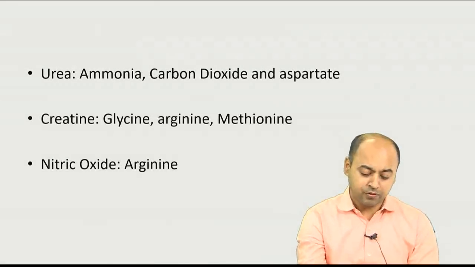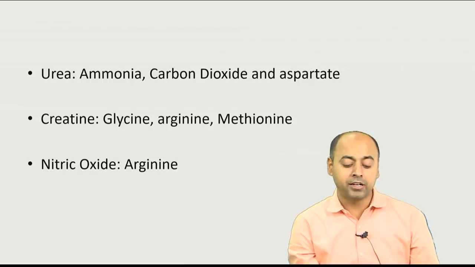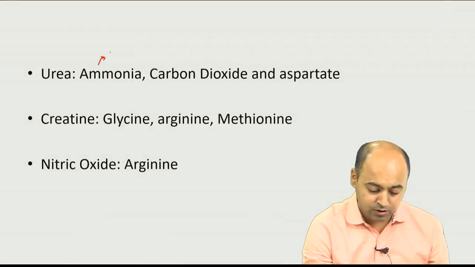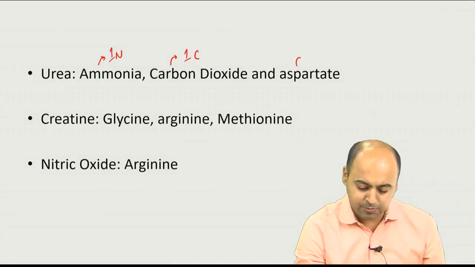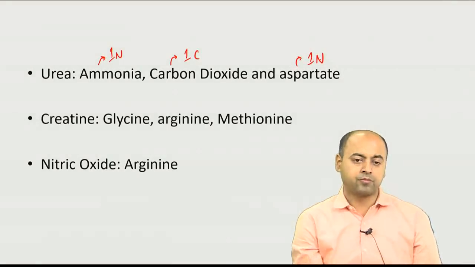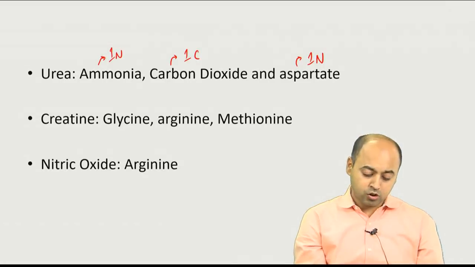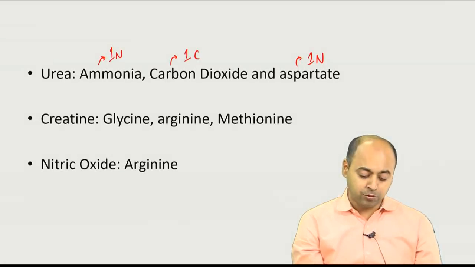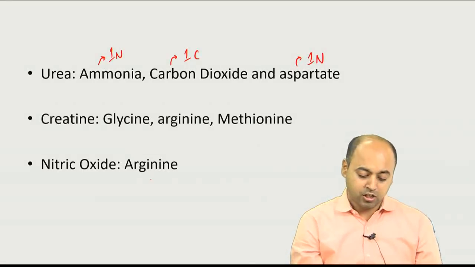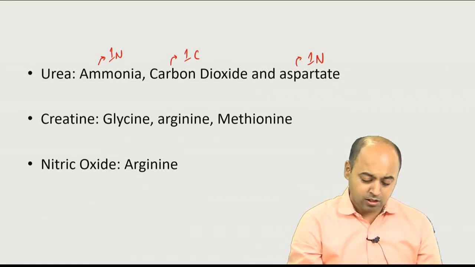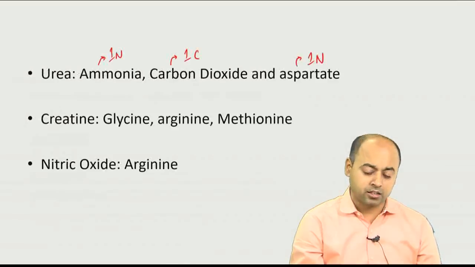The urea comes from ammonia, carbon dioxide and aspartate. The ammonia will give us 1 nitrogen, the carbon dioxide will give us 1 carbon, and the aspartate also gives us 1 nitrogen. Similarly, for creatine, the donors are glycine, arginine and methionine. And finally, for nitric oxide, we have only arginine. So going by this list, none of the options appears to be correct.